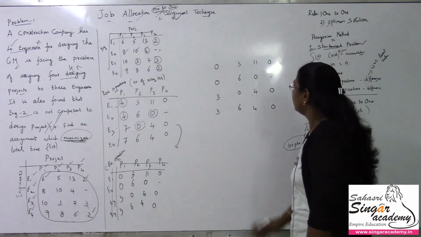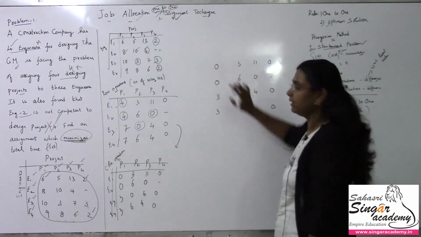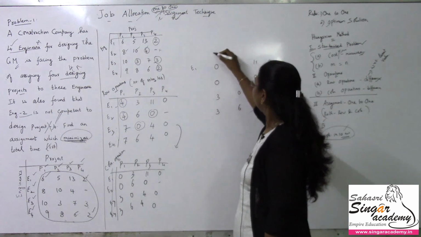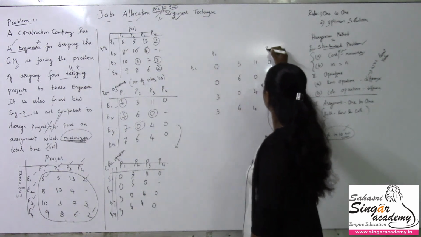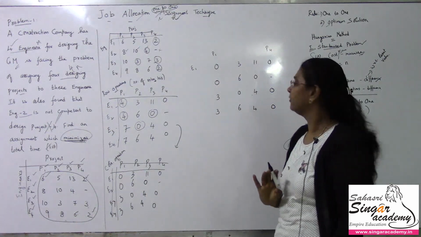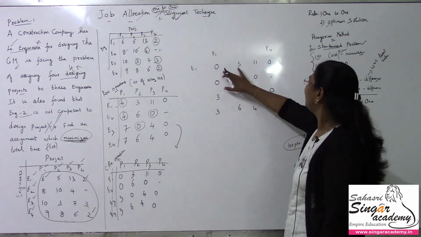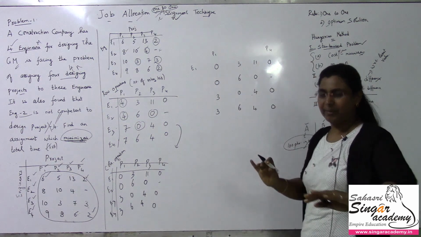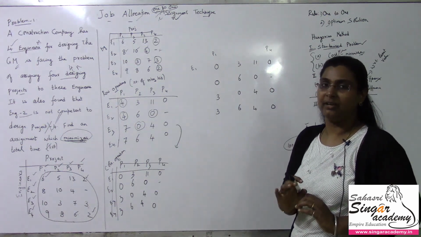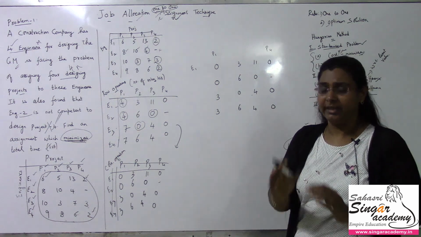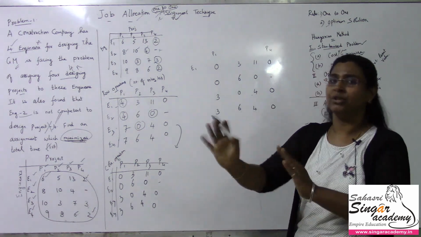First, there are 2 zeros, which means engineer 1 is capable of doing project 1 and project 4. Is it okay? This is what we mean. So if this person is capable of doing 2 projects, keep it pending for now. Because there may be an engineer who cannot do any other project and can only do this project, right? Finalize him first.